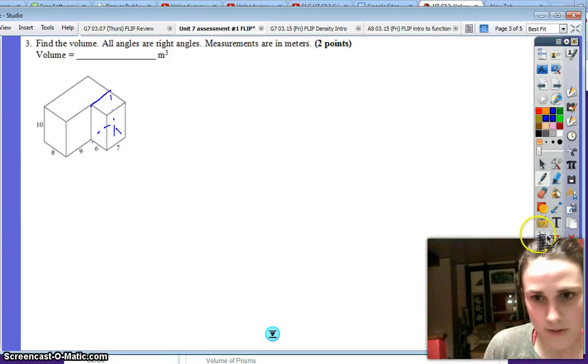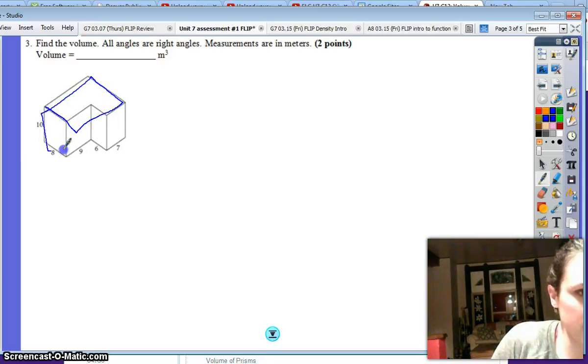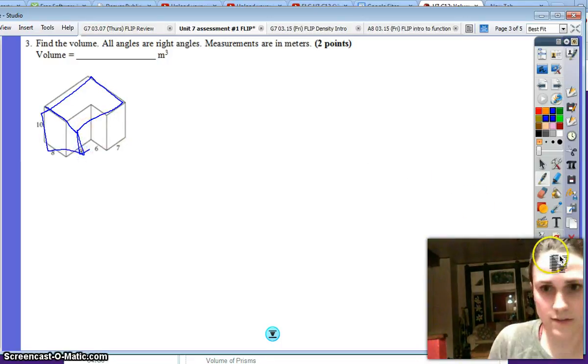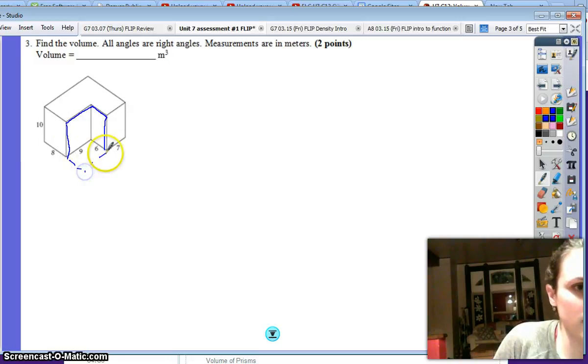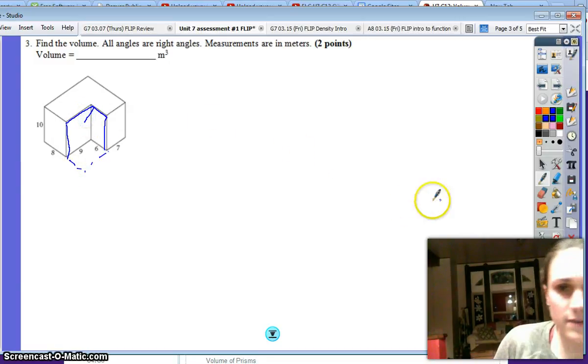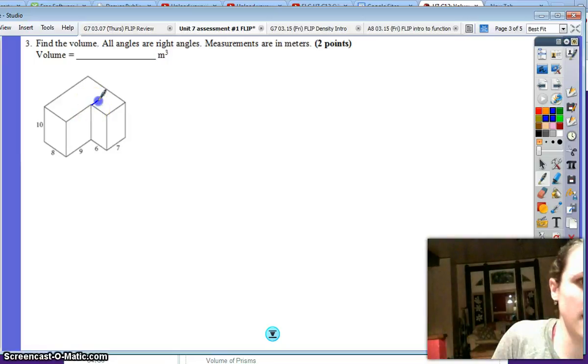What some of you also did, which was really cool, was you said, what if we found the volume of this as one solid block, and then subtract out this chunk right here, which could be another rectangular prism. So lots of different ways to approach this problem. The one that seems easiest to me is to divide into two separate rectangular prisms.